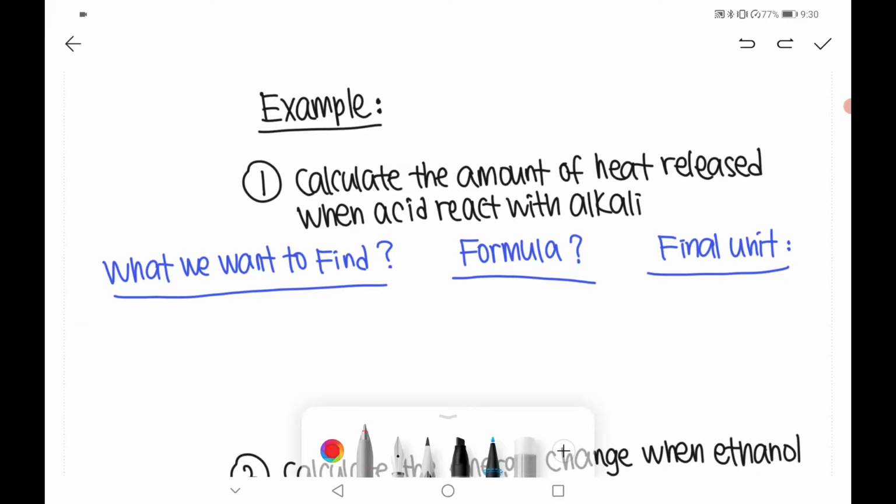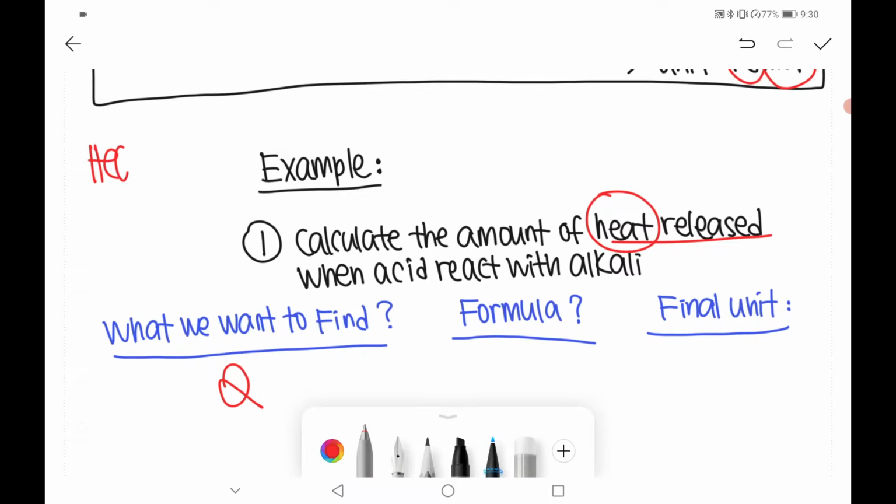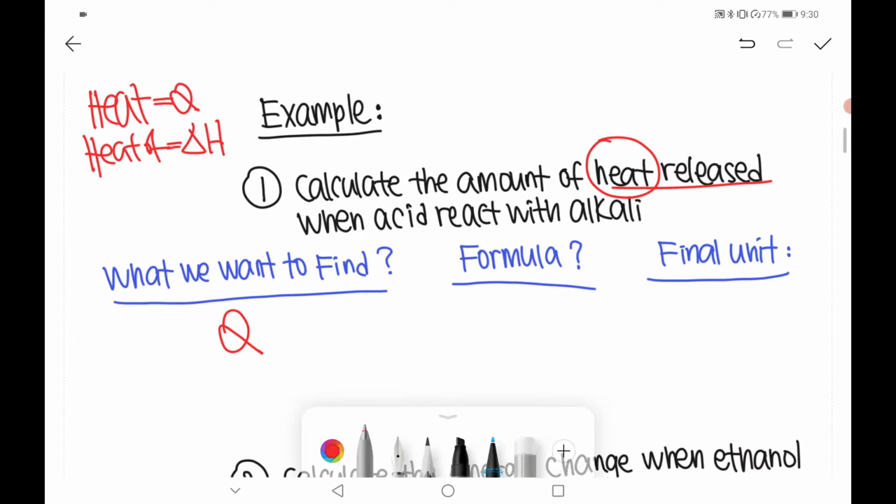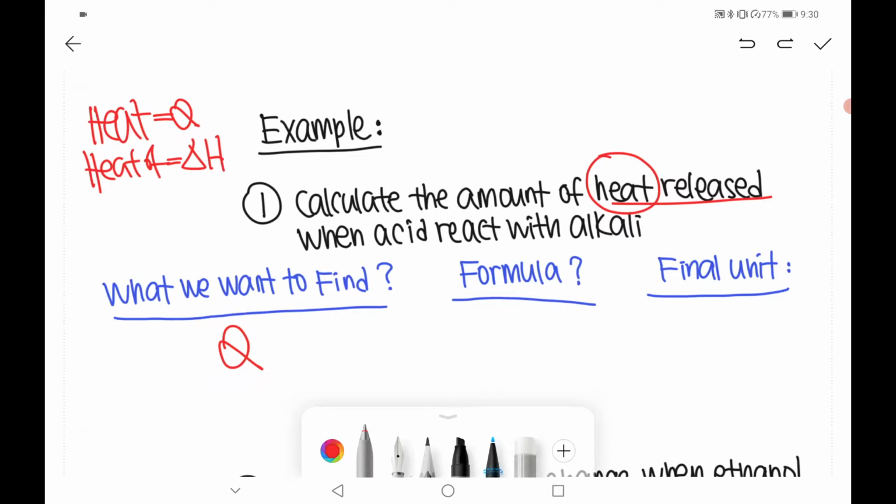Let's look at the first question. It asks me to calculate the amount of heat released when acid reacts with alkali. When they ask you to find heat, we are looking for Q. Remember, heat is Q, heat of is delta H. What is the formula to find the Q? The formula is Q equal to mc theta.